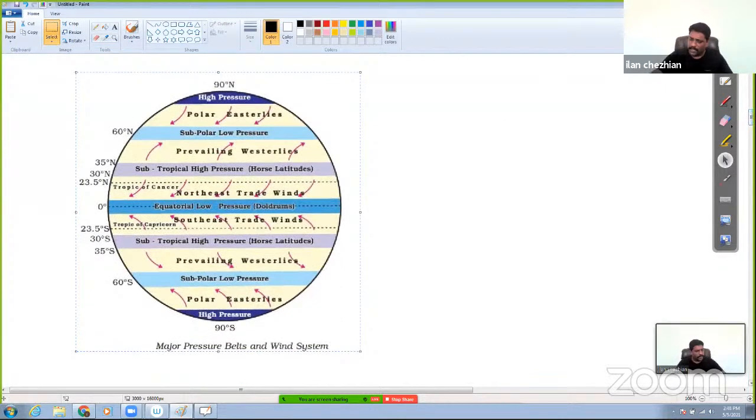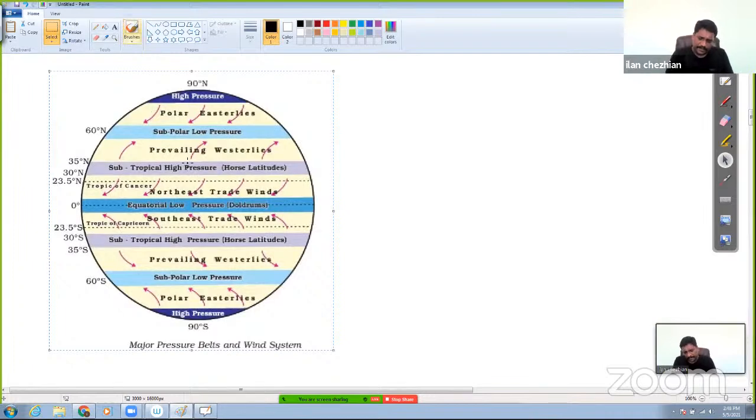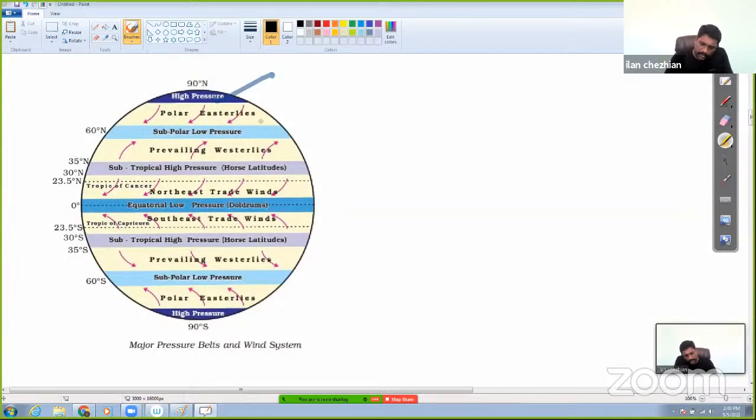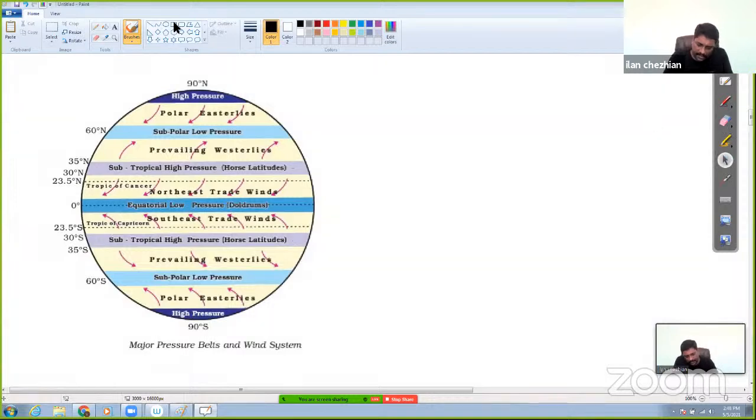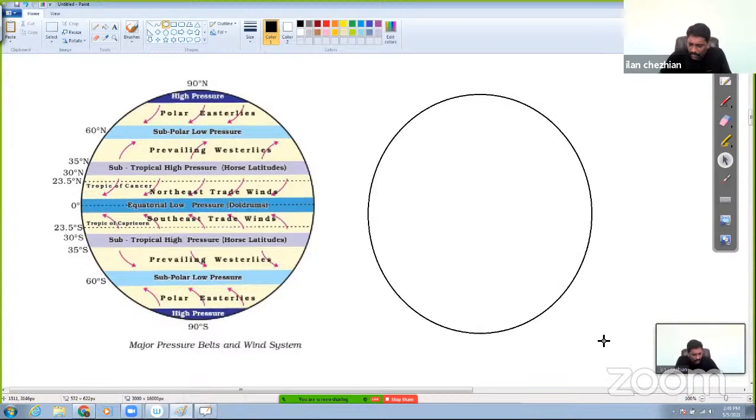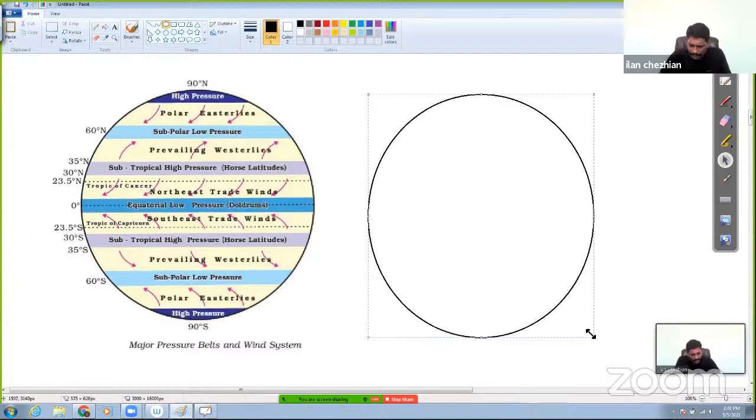Right, my friend. So take this image for reference purpose. We'll make it very simple. See, there are totally 7 pressure belts of the world. 1, 2, 3, 4, 5, 6, 7. 7 pressure belts are there in the world, my friend. So what I'll do, either you take it as a circular one or you just go for it.